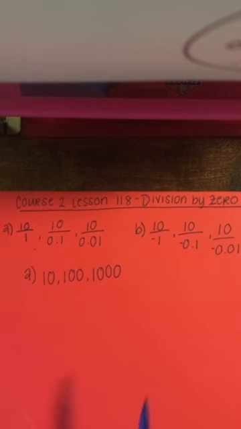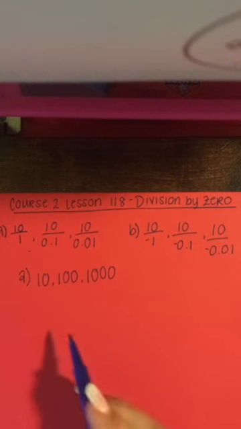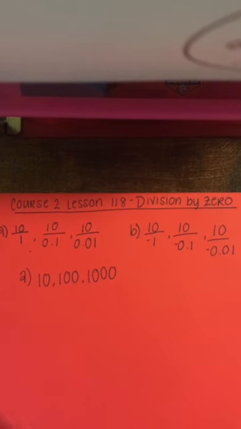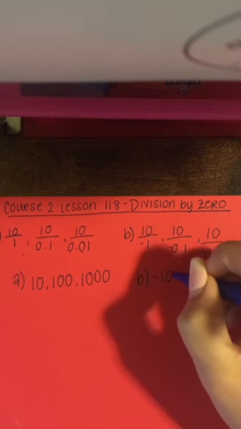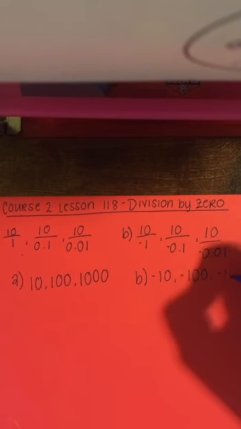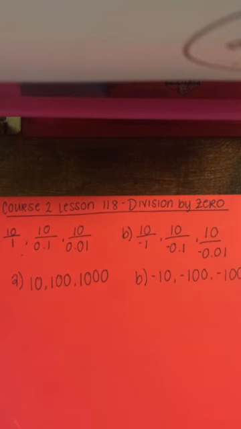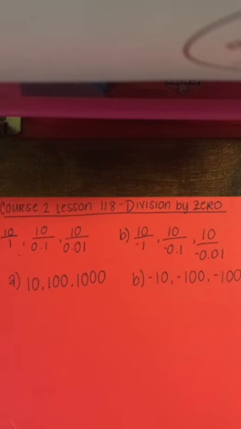So we see that these are the same. B is just negative. So our answers will be the same. They'll just be negative. So the answers for B, we have -10, -100, and -1,000. So we can see here that as the divisors become closer to 0, the quotients become farther from 0.